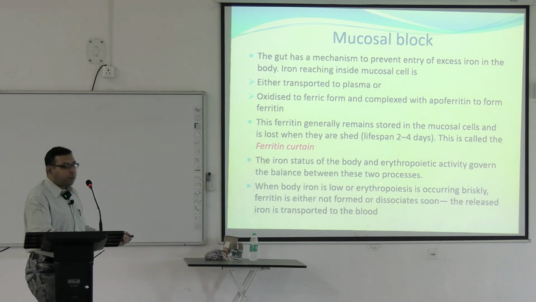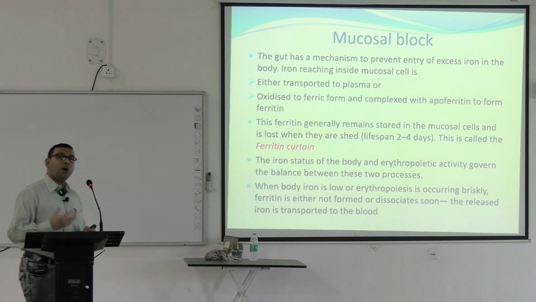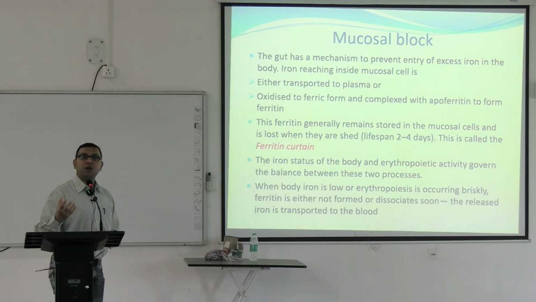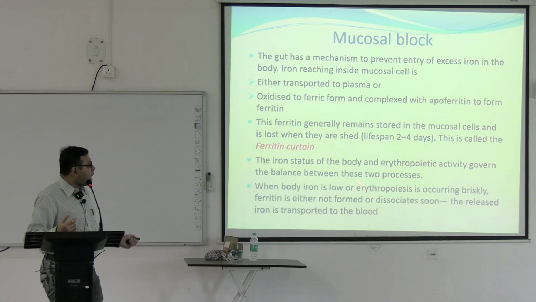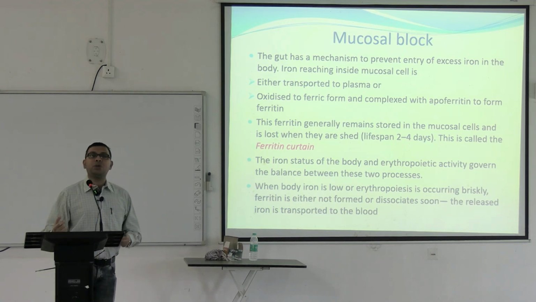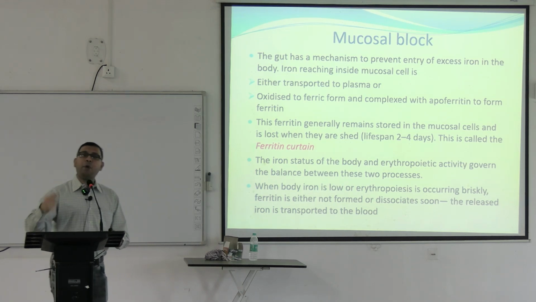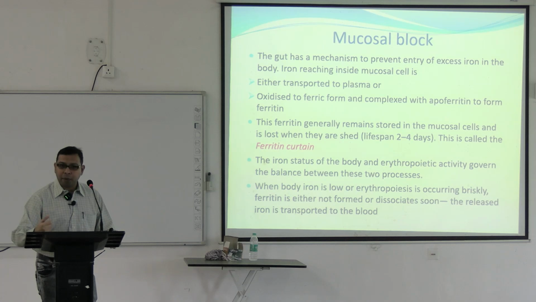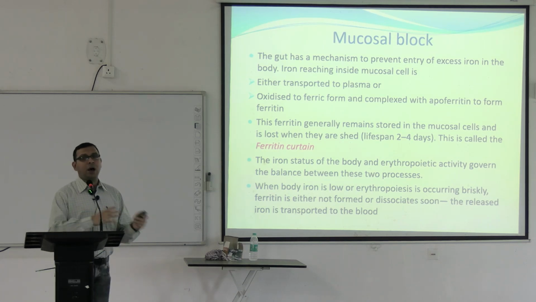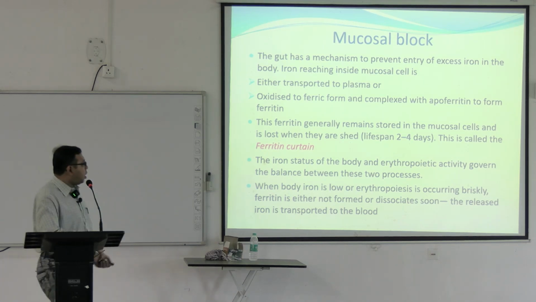The iron status of the body and the erythropoietic activity govern the balance between these. Iron status means the ferritin content of our body. Erythropoietic activity can be decreased when there is some cancer or when some immunosuppressive drug is taken. So erythropoiesis, the development of the RBC, may be compromised. In those cases, ultimately the curtain will be open like this.